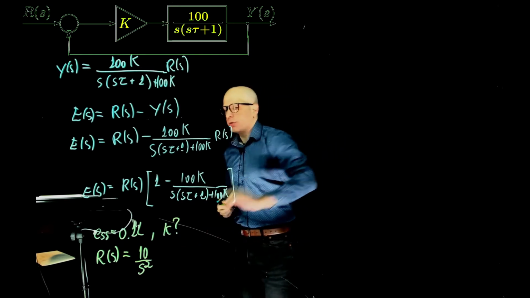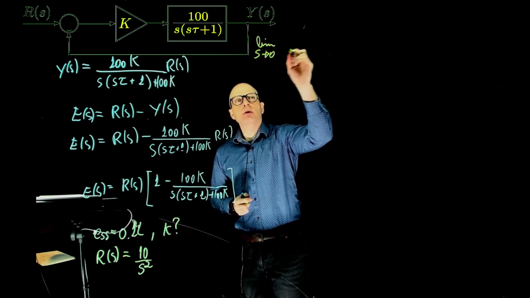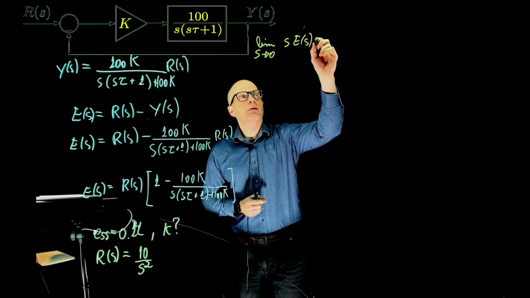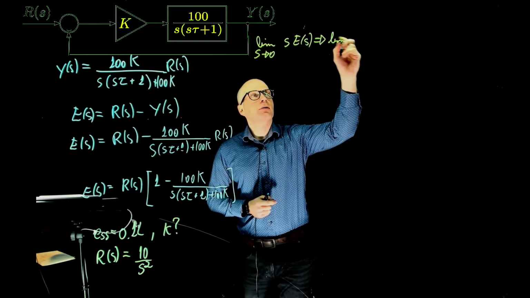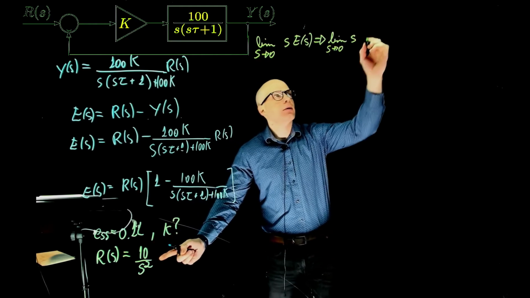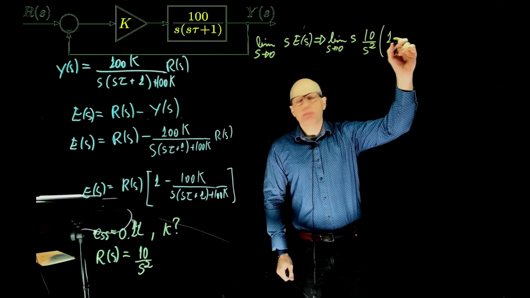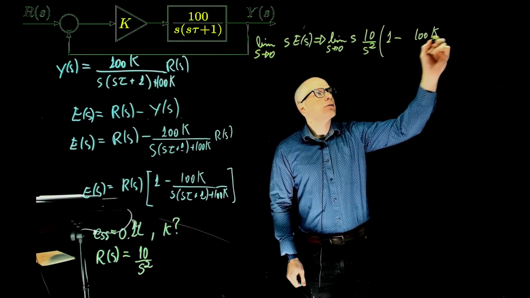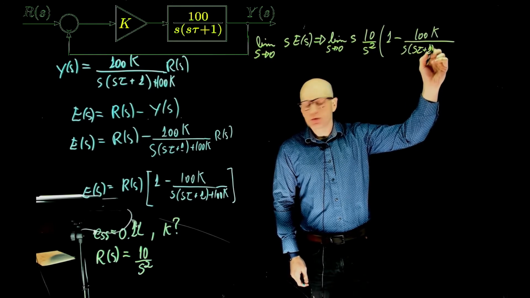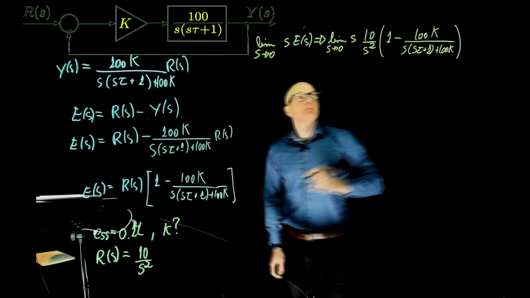Okay, now we have pretty much everything. We can calculate the limit when s tends to 0 of s times E of s, which is the limit when s tends to 0 of s times R of s, 10 over s squared, times 1 minus 100K divided by s times (s tau plus 1) plus 100K. What is the result here?